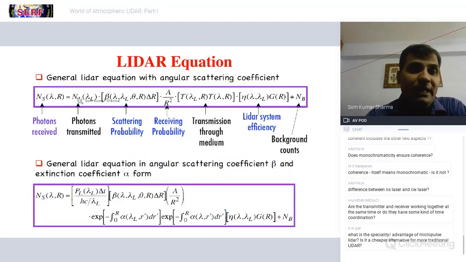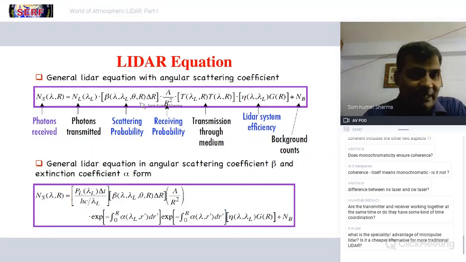So the LIDAR equation relates the received signal with the transmitted signal with other terms, and these other terms are very important for us because they give us information about the atmosphere. Photons received, photons transmitted, that is the property of the laser, how much power you are pumping. Then the second term, beta(λ, λ_L, θ, R, ΔR), is basically the scattering probability. So you have pumped, but the probability of scattering is beta.